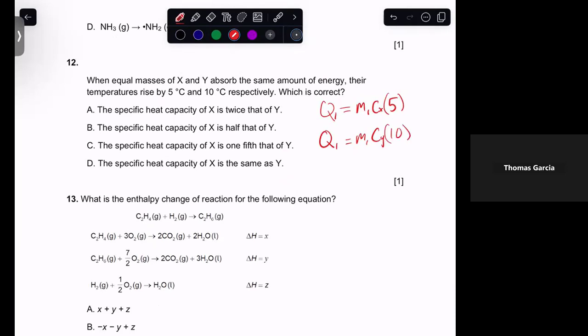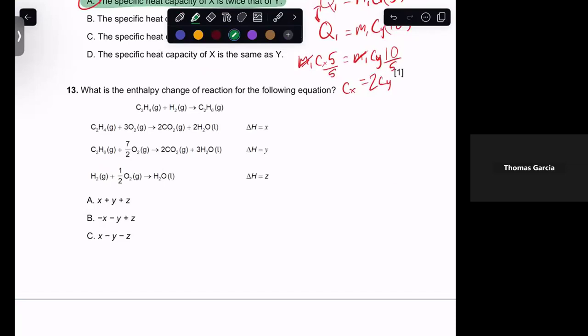If we equate these, because these are the same, we can just equate them. M1 CX 5 is equal to M1 CY 10, because they have equal masses. We cancel out the masses, we divide by 5 on both sides, and we get the specific heat of X is equal to 2 times the specific heat of Y. And therefore, A, the specific heat capacity of X is twice that of Y.